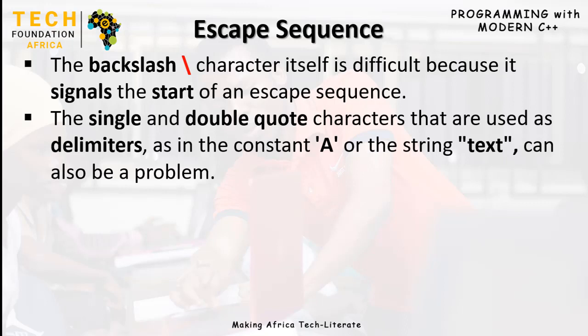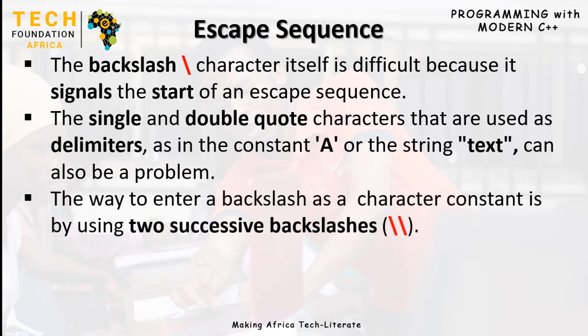So single letters are called characters and we wrap them in single quote, but multiple letters or string of characters are called strings or string literals, and you wrap them in double quotes. Is that okay? Now, because the / signals the start of an escape sequence, the only way you can enter a / as a character constant is by using the successive /. So double /, like I showed in the table. Is that okay? Or as we have here.